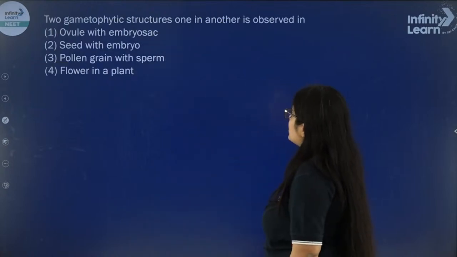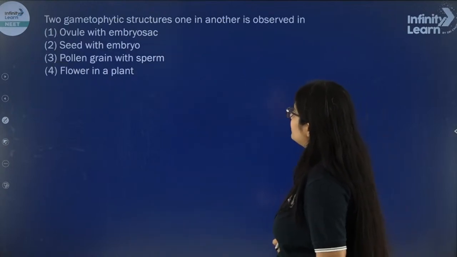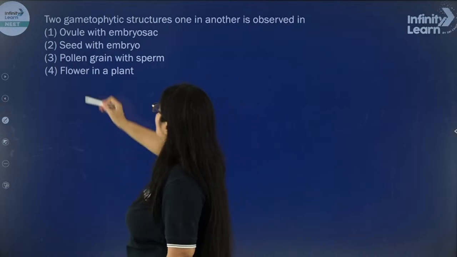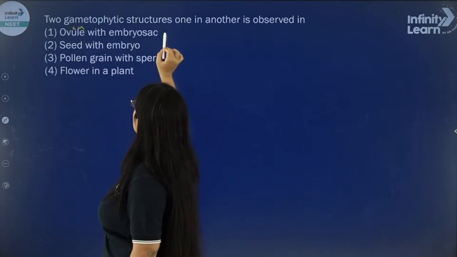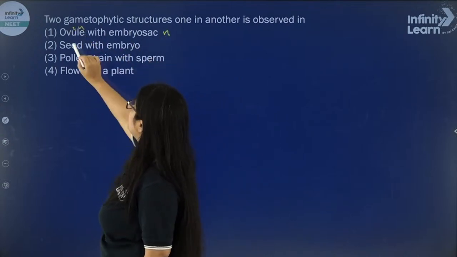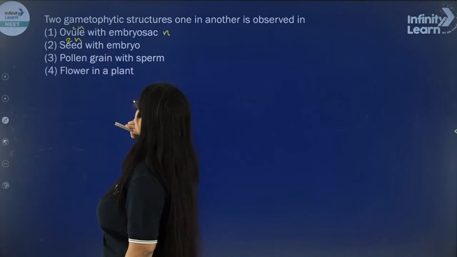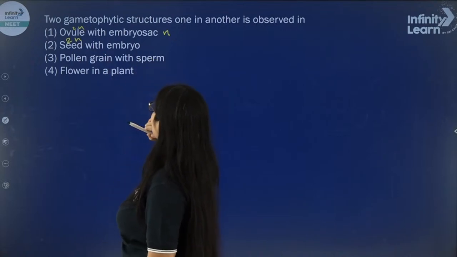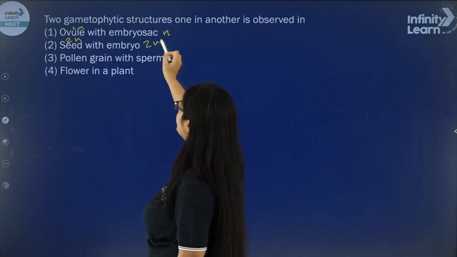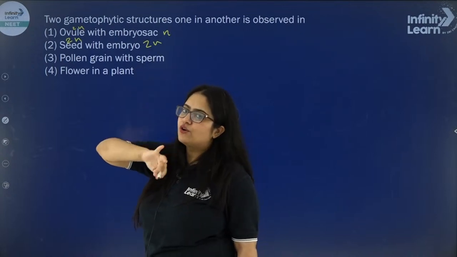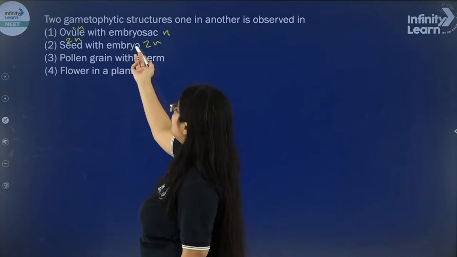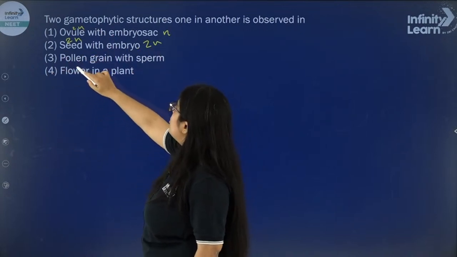Two gametophytic structures, one in another, is observed in ovule in embryo sac. So ovule represents sporophytic generation, embryo sac represents the gametophytic generation, seed represents the sporophytic generation, embryo represents, my dear students, also sporophytic generation. Embryo is formed from what? Zygote, zygote 2n, embryo will also be 2n. Seed is formed from embryo, that will also be 2n.